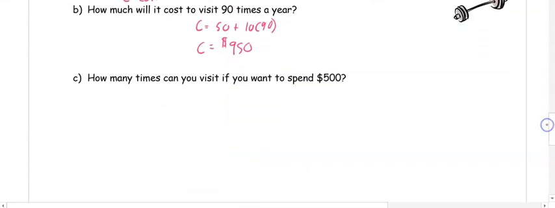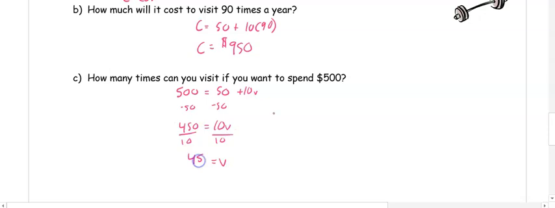How many times can you visit if you want to spend 500? So 500 equals 50 plus 10V. We can subtract 50 from both sides. 450 equals 10V. Divide by 10. So V is 45. So 45 visits.